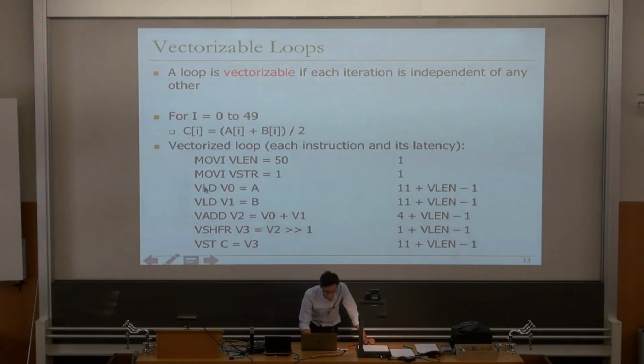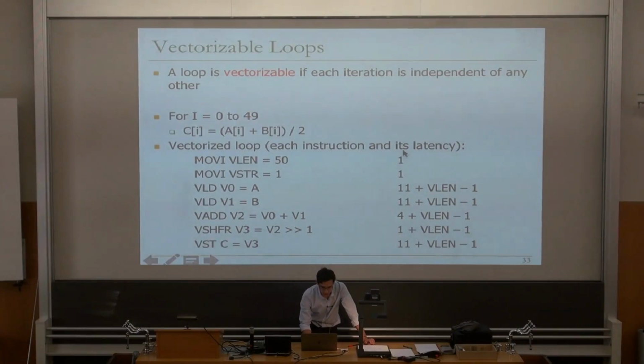Stride is 1, and then we have our vector load to access 50 elements from array A and store them in vector register V0, then the next vector load to access array B, and then we can execute this vector add, with the intermediate result in vector register 2. Then we shift right all the elements contained in vector register 2. We will have our final result in vector register 3, and from vector register 3 we store in the final destination, array C in memory.